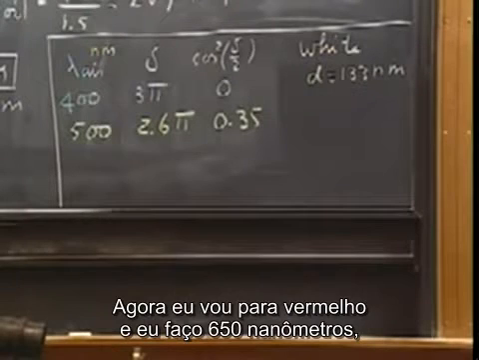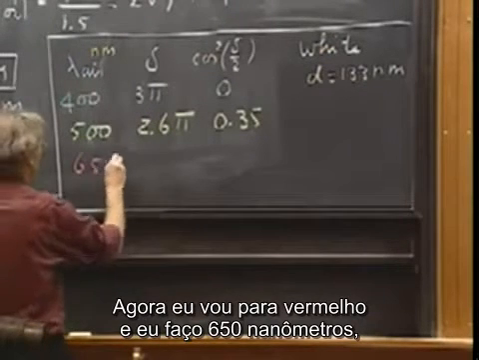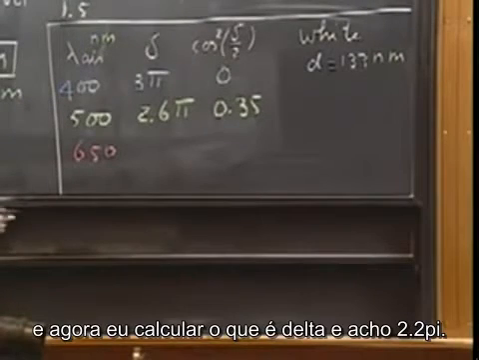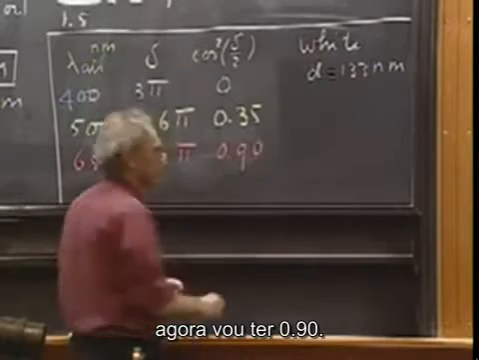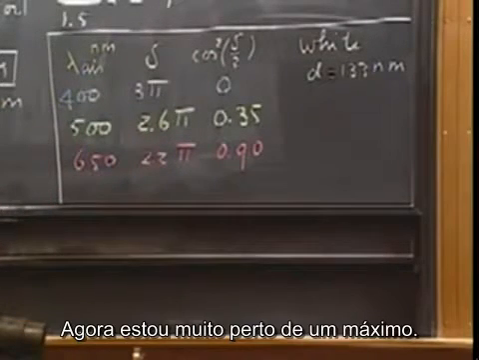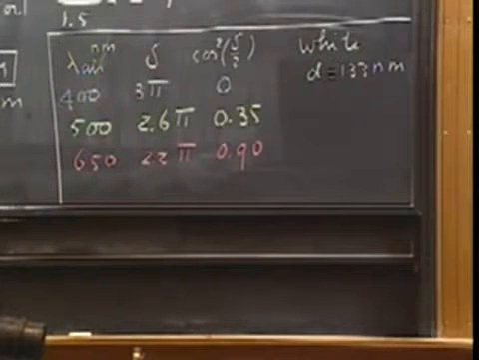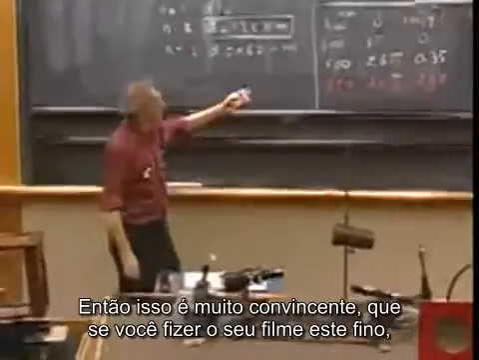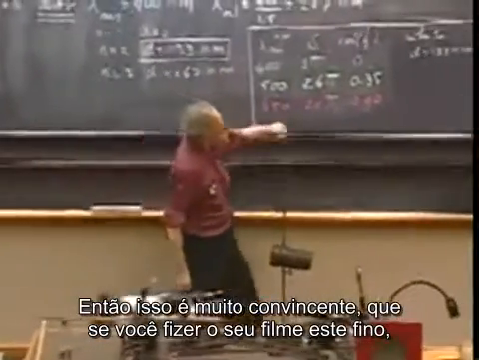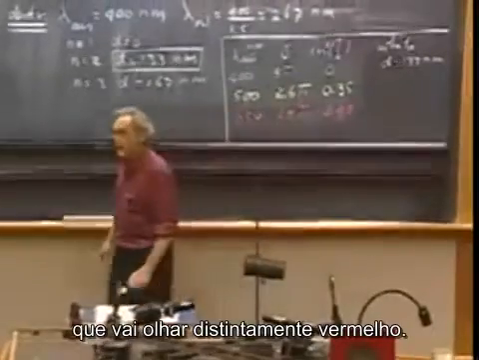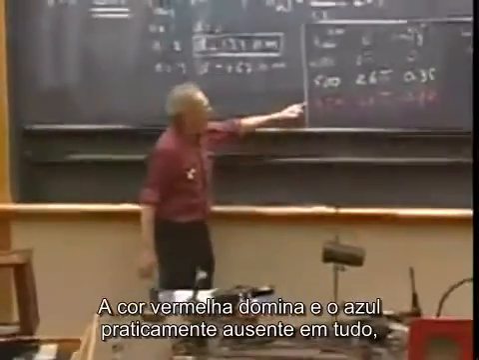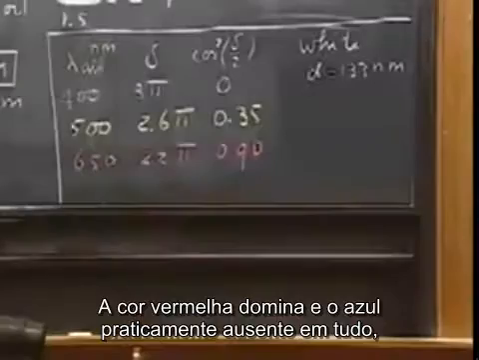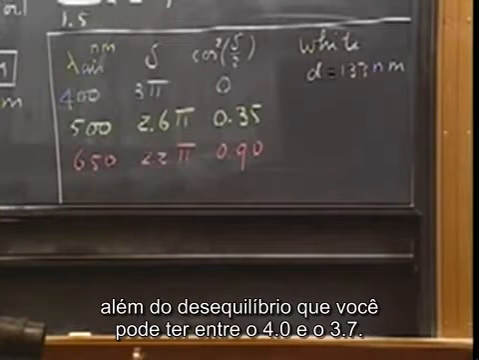But now I go to red, and I do 650 nanometers, and now I calculate what delta is, and I find 2.2 pi. Now I get 0.90. Now I am very close to a maximum. And so, this is very convincing that if you make your film this thin, that it will look distinctly red. Maybe not perfect red, but it will look distinctly red. The red color dominates, and the blue is practically absent at all, apart then from the imbalance that you may have between the 4.0 and the 3.7.